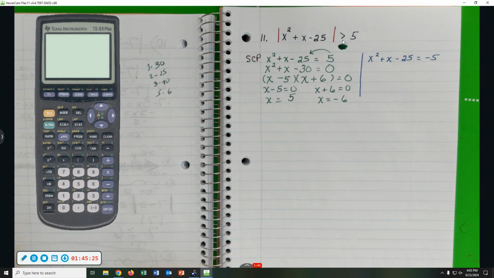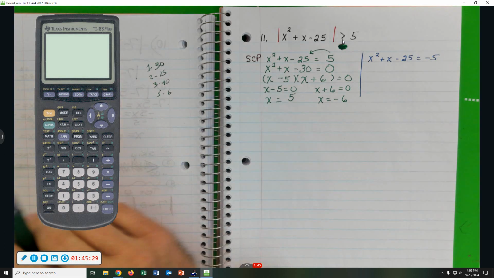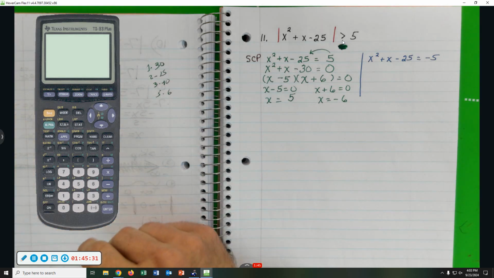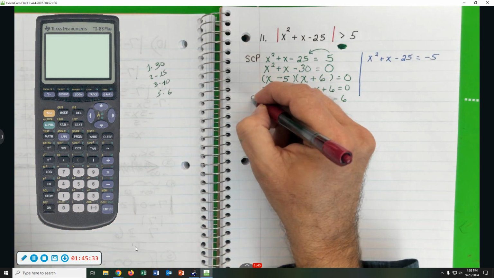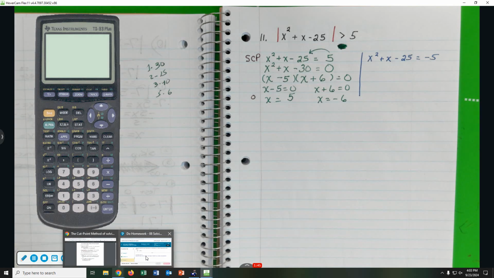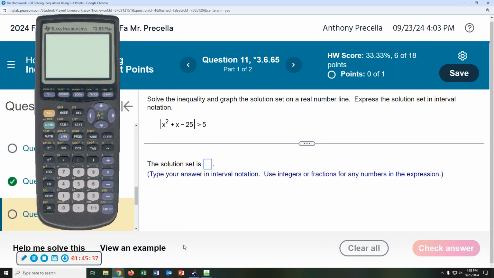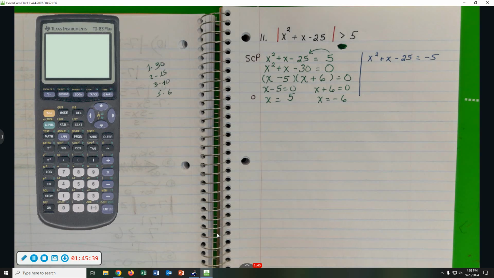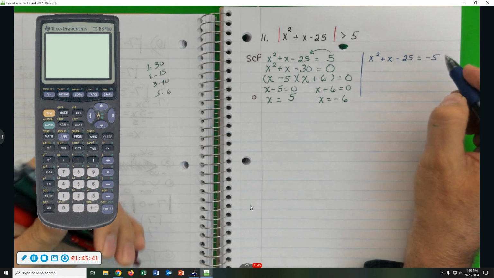Open or closed? Are we going to have open or closed circles for this problem? Open, because there's no equality. Are we sure about that? Make sure that he didn't miscopy the problem. No, you're right. Okay. Now we'll do the same thing.